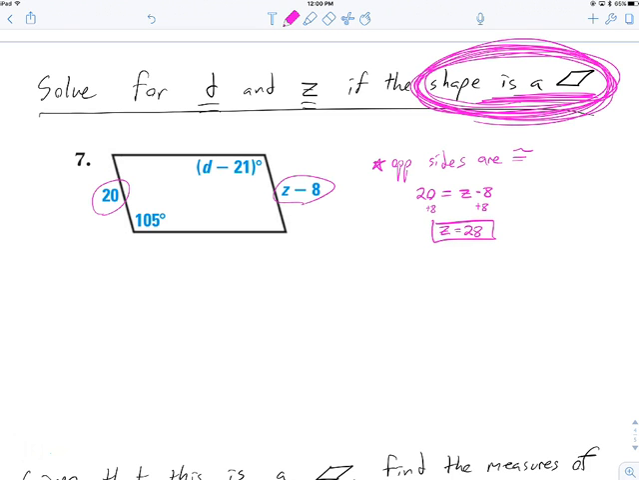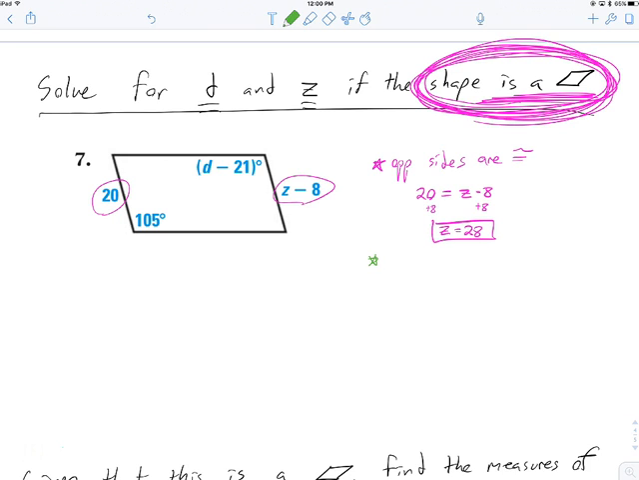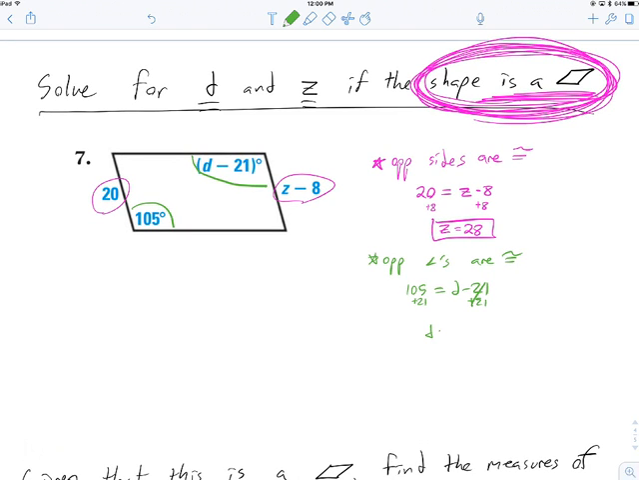Great, okay. Now what else could we do? I'll do it in a different color here. We also know, and I'm just looking at these angles here, I know that the opposite angles of a parallelogram are congruent. Okay, so I know that 105 must be equal to d minus 21. So adding 21, we get d is equal to 126. Okay, so that was a really straightforward application of two of the properties.